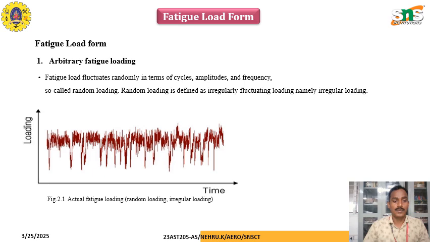Coming to the fatigue load forms, arbitrary fatigue loading. The fatigue load fluctuates randomly in terms of cycles, amplitude, and frequency, so it is called random loading. Random loading is defined as irregularly fluctuating loading, namely irregular loading. You can see the graph of loading versus time. This arbitrary fatigue loading has its own amplitude and frequency with different cycles. This actual loading pattern is called random loading or irregular loading.